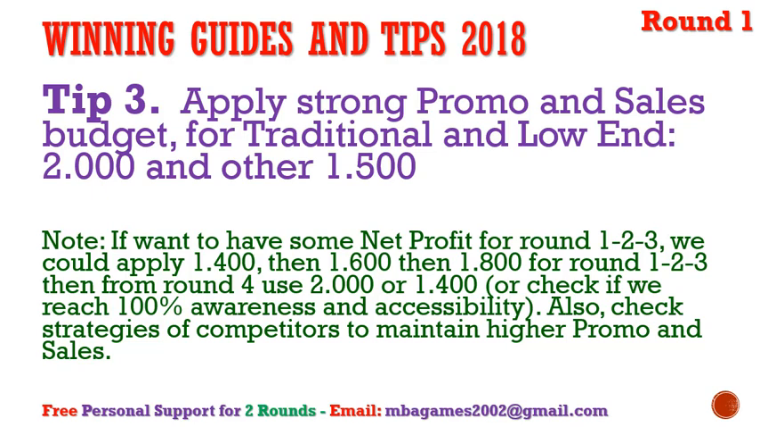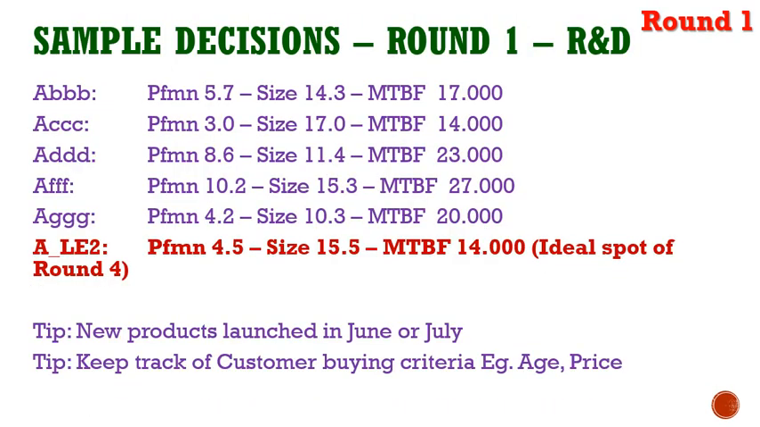When the product reaches 100% awareness and accessibility in round 4 or 5, you can reduce that back to 1,400. Also, you can check the strategy of competitors, check their spending to decide your spending just higher than competitors, right? So we move to the next step.